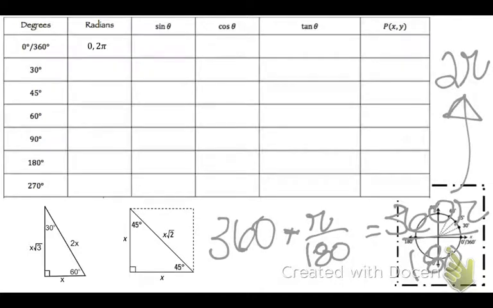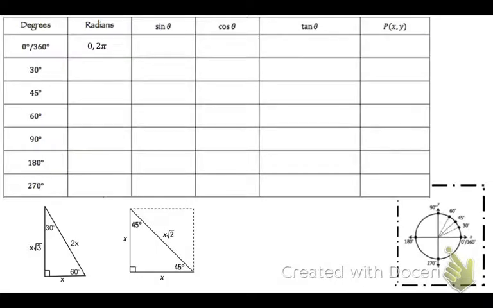So sine of theta, remember sine corresponds with the y value. The y value at 0 degrees is 0. Cosine corresponds with the x value. So the x value right there is 1. Tangent is y over x. So that's 0 over 1, which equals 0. So the point right there at 0 degrees, this point right here, is 1, 0.